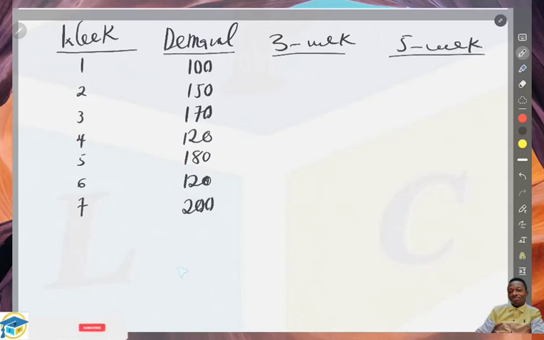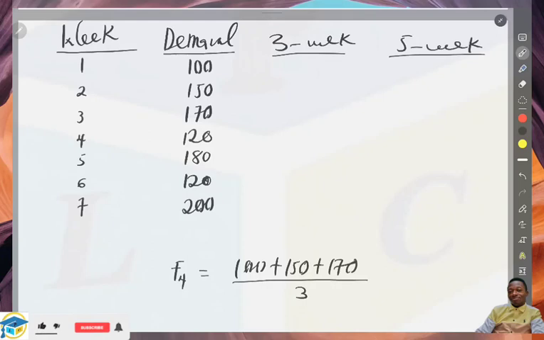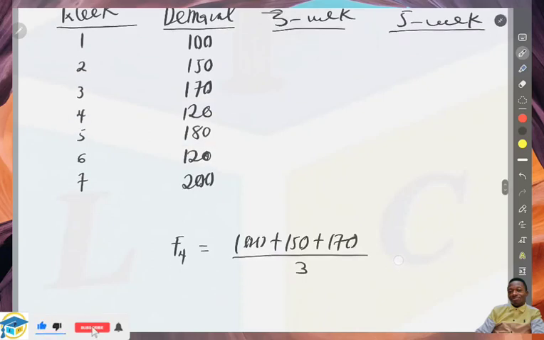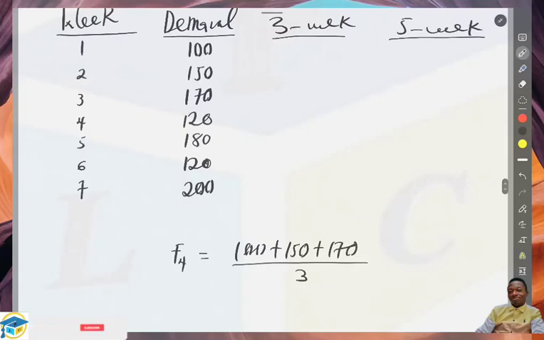So on a simple moving average, the forecast for week 4 should be equal to the actual value for week 1 plus week 2 plus week 3. So we're going to have 100 plus 150 plus 170, and then divided by 3. That is a simple moving average. The number you divide the summation by is always based on the parameter they give you, whether a 3-week or a 5-week or any other number. That's going to be the denominator for the forecast for that coming period.